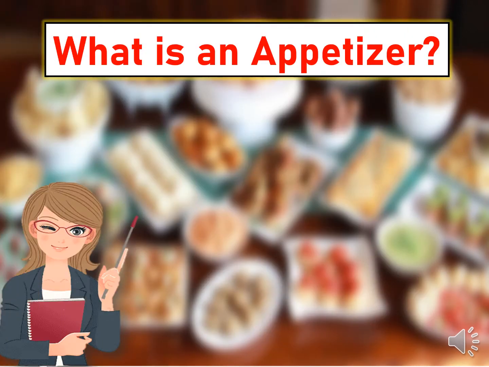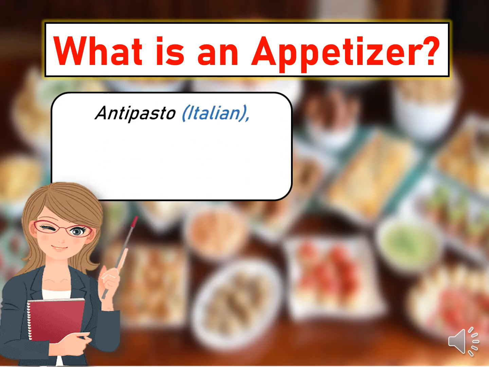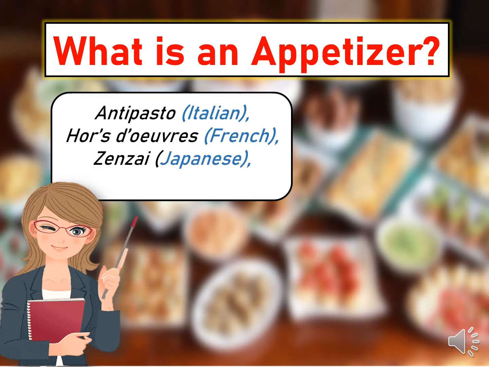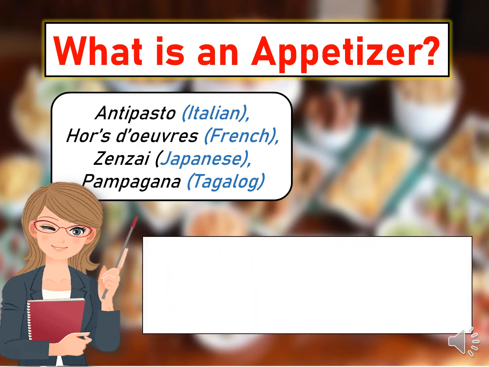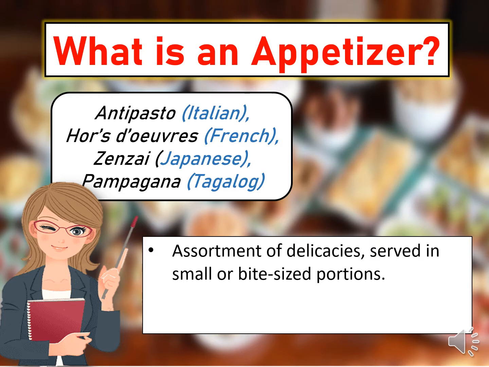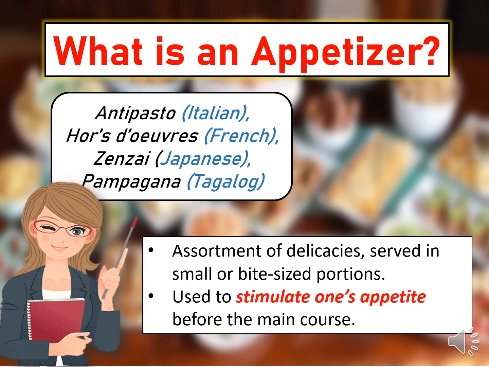To start, let us first acquaint ourselves with what appetizers are. This food item is termed differently in different countries, like antipasto in Italian, hors d'oeuvres in French, zensai in Japanese, and pampagana in Tagalog. Those items pertain to the assortment of delicacies served in small or bite-sized portions. The main purpose of appetizers is to stimulate one's appetite before the main course. They could also fill the hungry stomachs of the guests as they wait and gather while the main courses of the meal are being prepared.